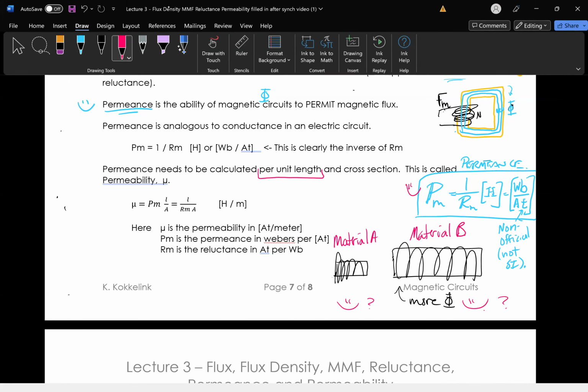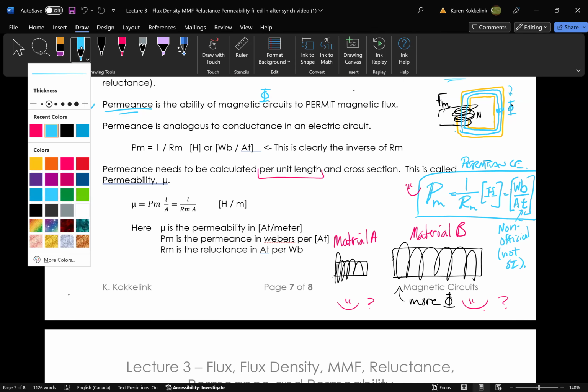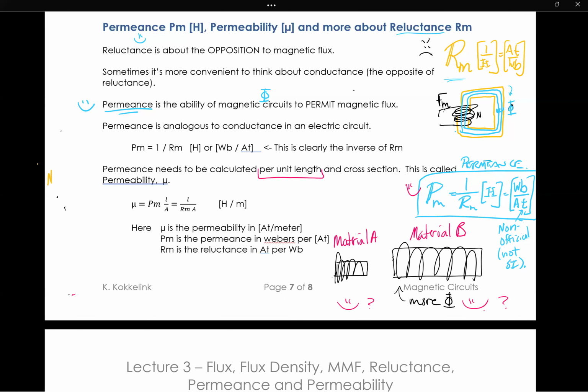Let's do a little bit of an aside of what normalizing means. And let's just remember what normalizing means. It means comparing something to a standard. So comparing fairly.